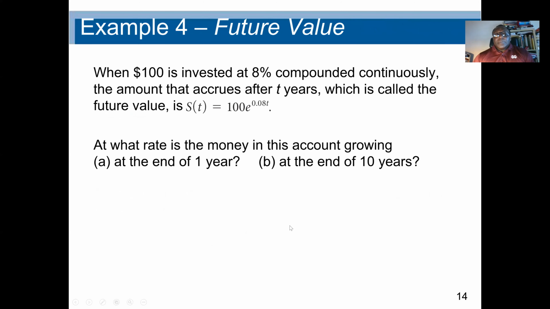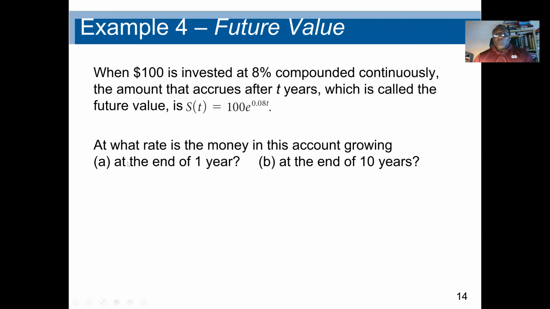So we have another example here. When $100 is invested at 8% compounded continuously, the amount that accrues after T years, which is called the future value, is S(T) equal to 100 e raised to the power 0.08T. So this is an exponential function. Why? Because T, which is our independent variable, is an exponent in the equation.